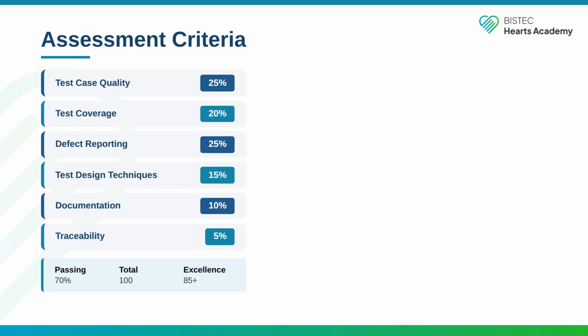A passing score is 70, and 85 or above is excellence. 70 is achievable for everyone who applies what they have learned today. 85 is for those who go the extra mile. More thorough test cases, better bug reports, additional scenarios beyond the minimum.